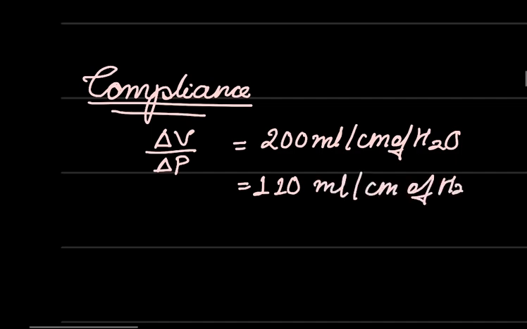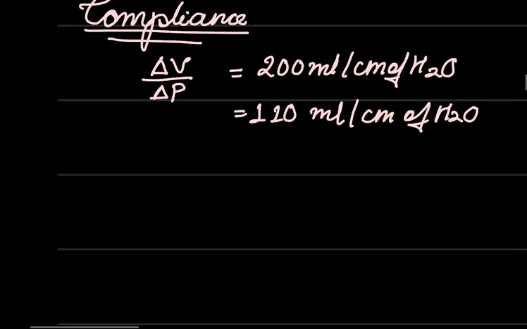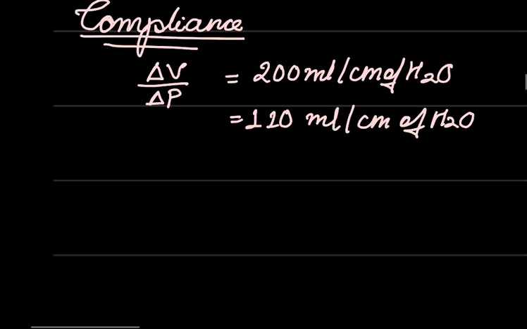We have to know that if the change in the transpulmonary pressure is just 1 centimeter of H2O, it is enough to inspire as well as expire the tidal volume, which is 500 milliliter. So that is also something we cannot forget. Now, compliance of the lung is about how the lung tends to change its volume when the transpulmonary pressure is changed.